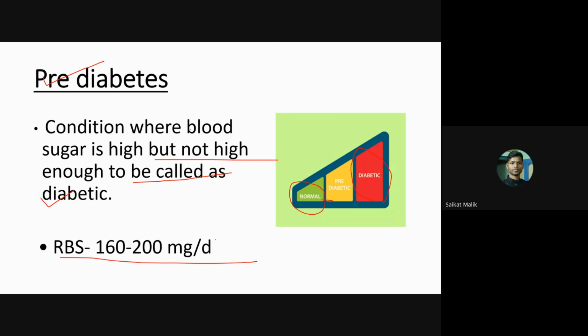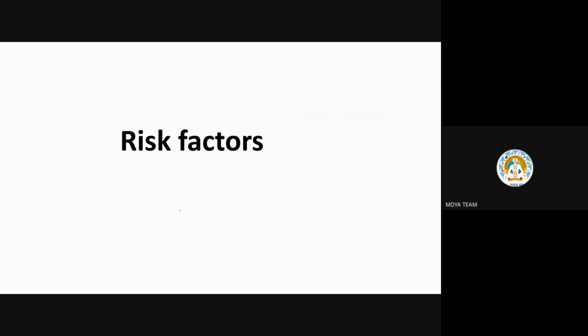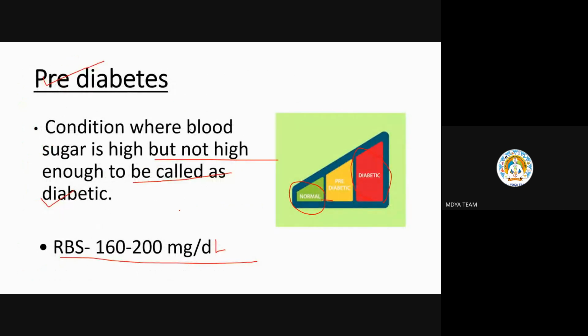What is RBS actually? I am explaining RBS, the random blood sugar level. In short form, we call them FBS. Normally, everywhere you will see FBS, PPBS only. Okay, and the full name is not written anywhere. Okay, PPBS, RBS, random blood sugar. Clear, sir? Yes, ma'am.